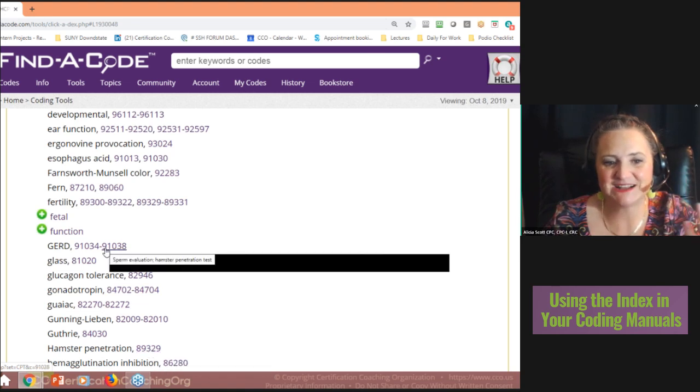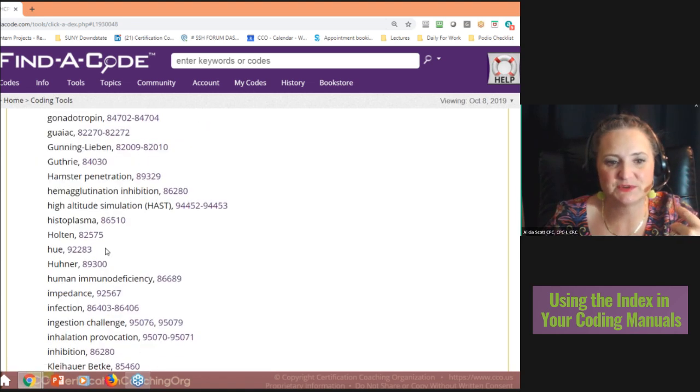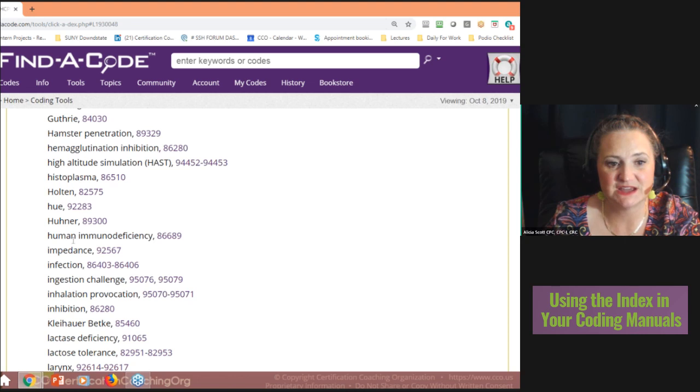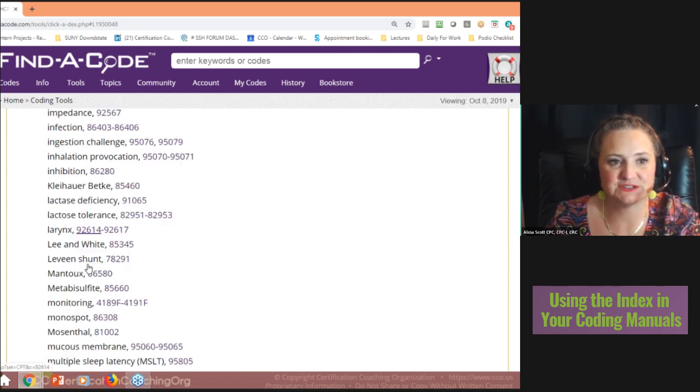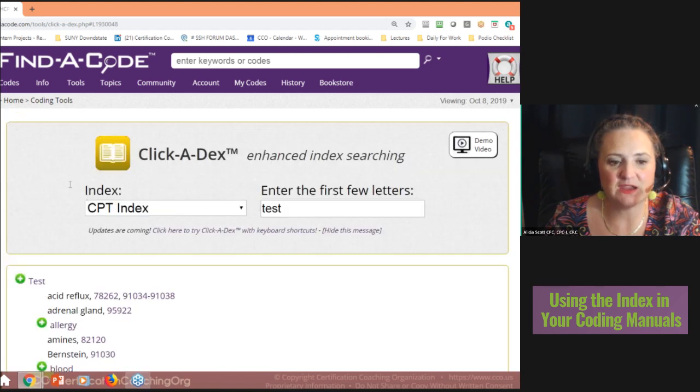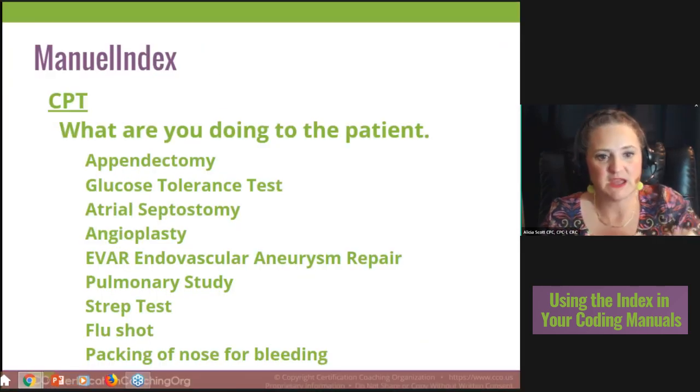So again, the index gives you a lot of procedures. Do you even know what some of this is? Human immunodeficiency test. These are all tests, right? Monospot, to see if they've got mononucleosis. Okay, all of that stuff is under test, and I'm not going to go through all of those because there's a lot of them there.